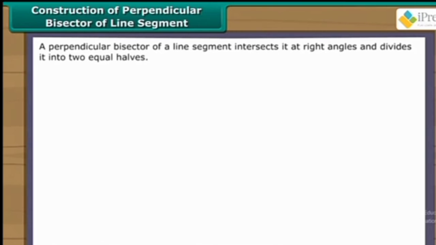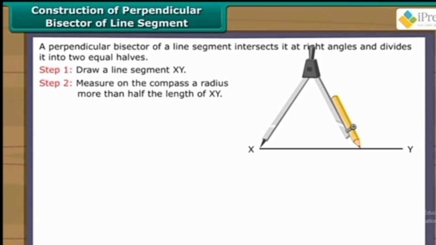Perpendicular bisector of a line segment. A perpendicular bisector of a line segment intersects it at right angles and divides it into two equal halves. Draw a line segment XY. Measure on the compass a radius more than half the length of XY.